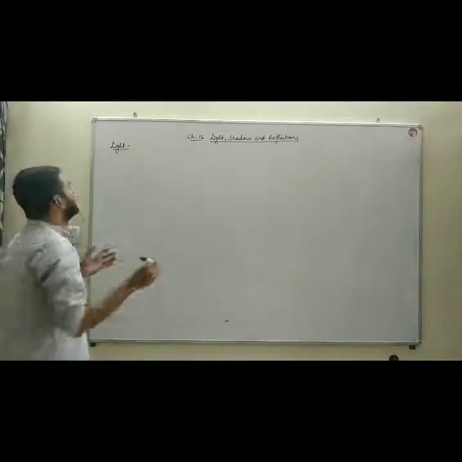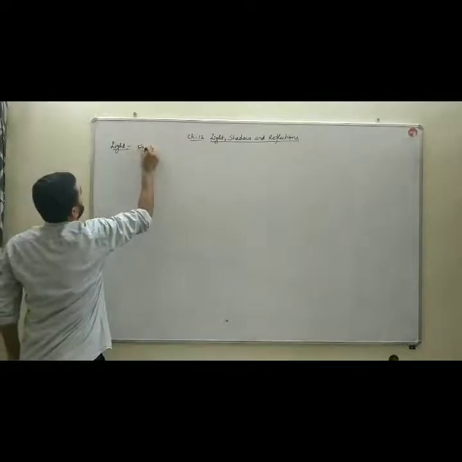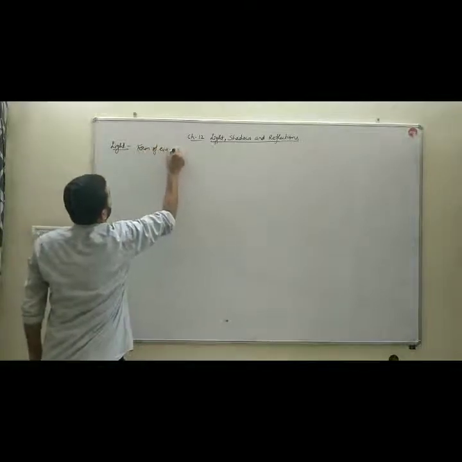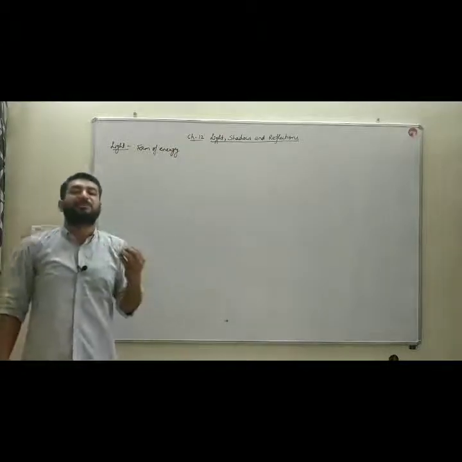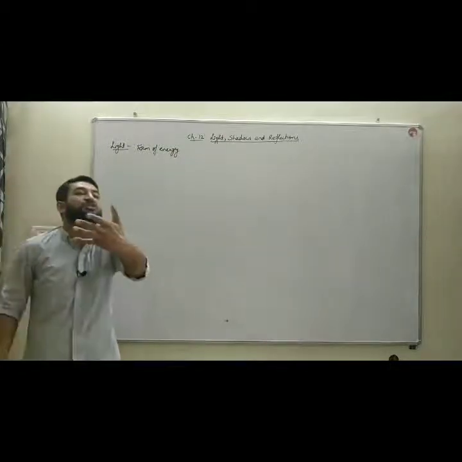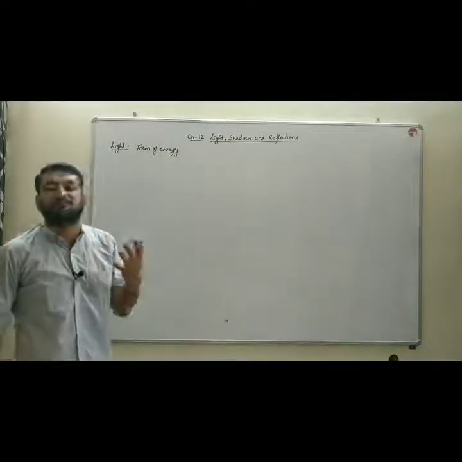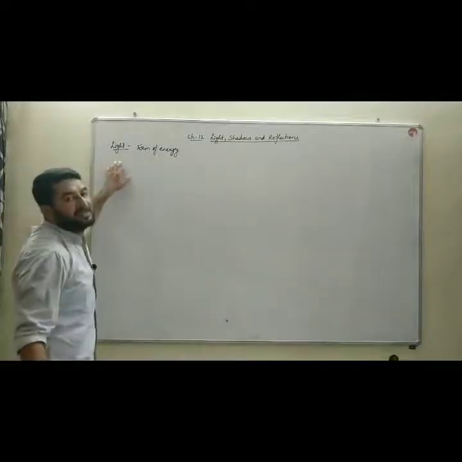What is light? It is a form of energy that enables us to see the things around us. It is the form of energy due to which we are able to see all the things around us, and it is known as light.